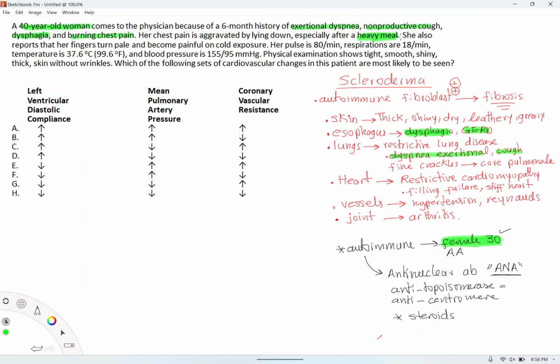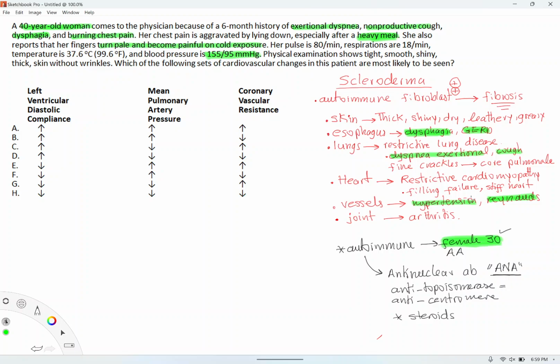She also reports that her fingers turn pale and become painful on cold exposure, which is Raynaud's phenomenon. So we have Raynaud's phenomenon in the vascular component. Her pulse is 80, respiration is 18, and temperature is normal. Blood pressure is high, 155/95. So there you go, we see hypertension.